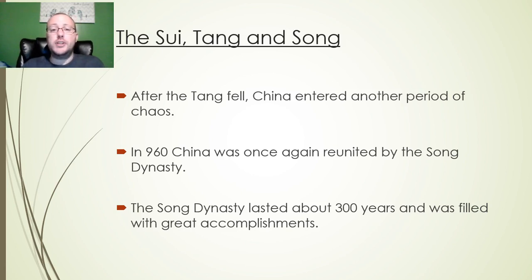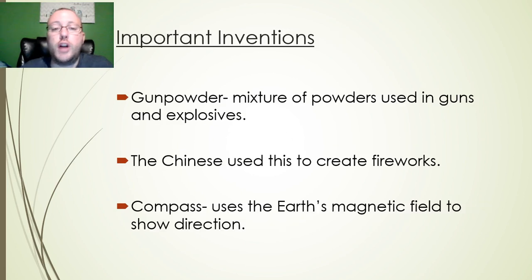Basically, what happens is that a dynasty starts up. Remember, a dynasty is just a family that keeps power for a long period of time. The Sui dynasty was a family that kept power for a while. Then when it fell, the Tang came into power. When it fell, the Song came into power. The Song dynasty lasted about 300 years and was filled with great accomplishments.